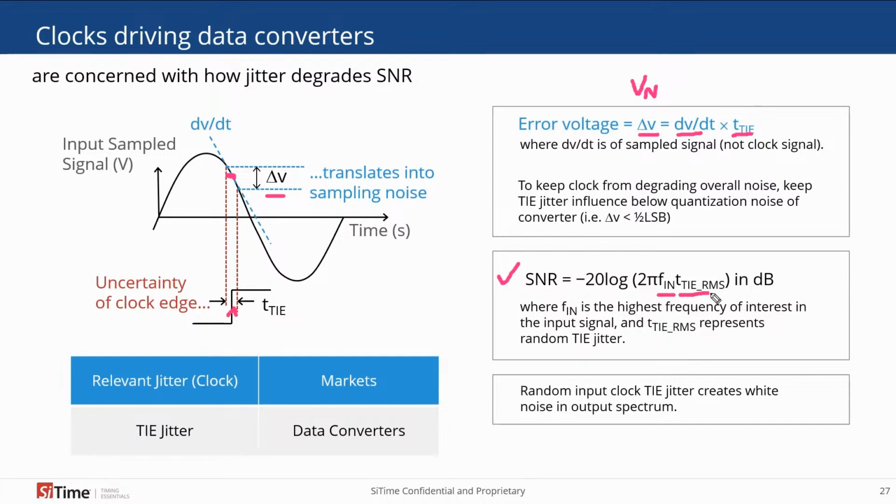And then if you have the value of the TIE jitter expressed as an RMS, for example, from the distribution that we discussed earlier, you multiply those two times 2 pi. You take negative 20 log of that number to get it in dB, and that's your signal to noise ratio. So that's a very useful property. You can also work backwards. If you know the signal to noise ratio and you know the highest analog frequency of interest to your application, you can back calculate the value of TIE jitter. Okay, so for data converters, it's really important to have low jitter on the sampling clock.